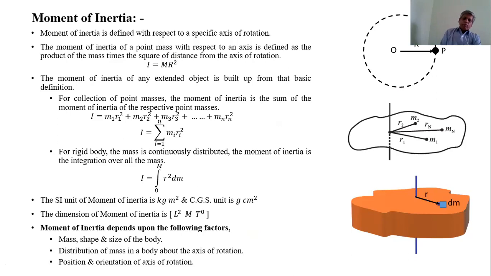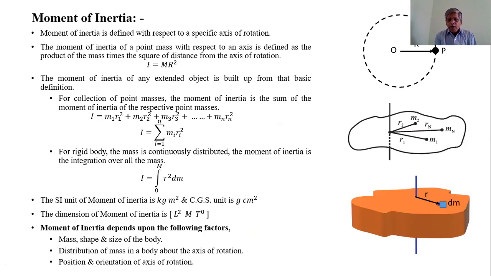But in our daily life, such a single particle cannot exist. Now, if we assume the body is made of a number of such particles which have different masses, like this in the second figure, this body consists of a number of particles having masses m1, m2, dash, mn, which are situated at distances r1, r2, dash, rn from this axis of rotation. That means we consider the body to be a collection of point masses.